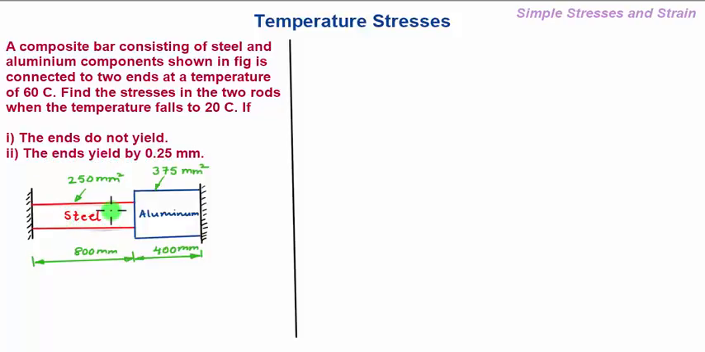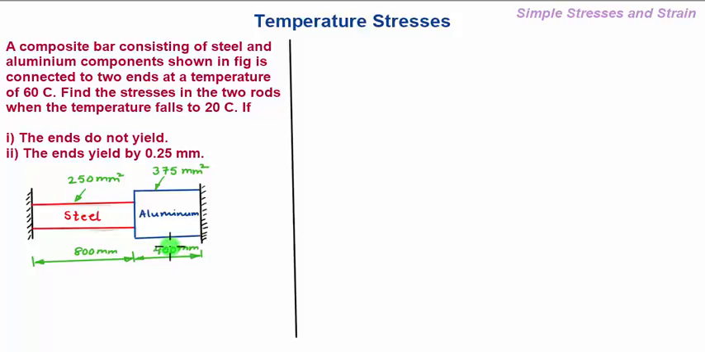So this is the figure which is given in the problem. We have a steel bar and an aluminum bar which are connected as shown in the figure. Steel is of area 250 mm square, whereas the aluminum bar is of area 375 mm square, and the lengths of the steel and aluminum bars are 800 mm and 400 mm respectively.